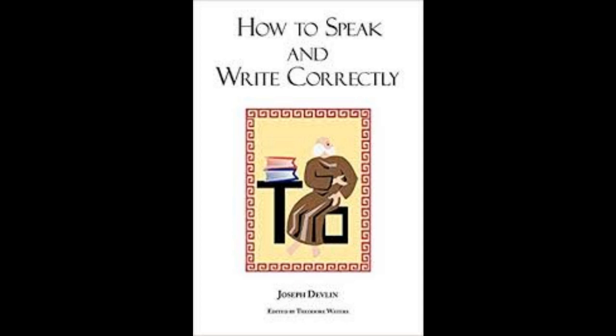Present perfect tense. First person singular, I have loved. First person plural, we have loved. Second person singular, you have loved. Second person plural, you have loved. Third person singular, he has loved. Third person plural, they have loved.